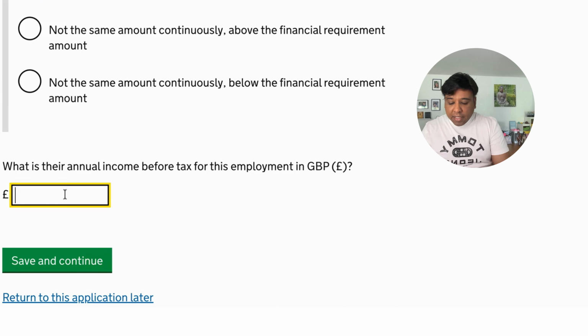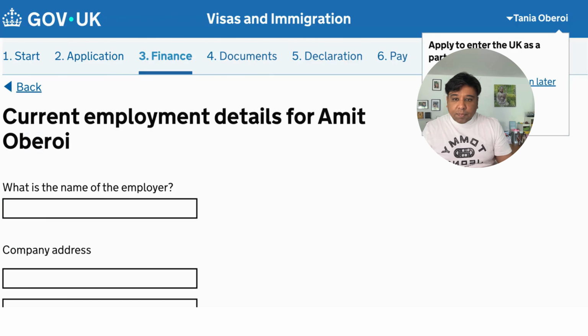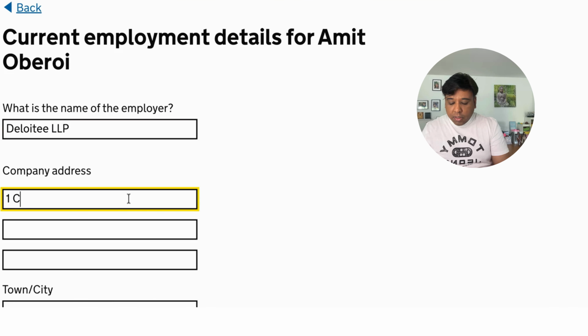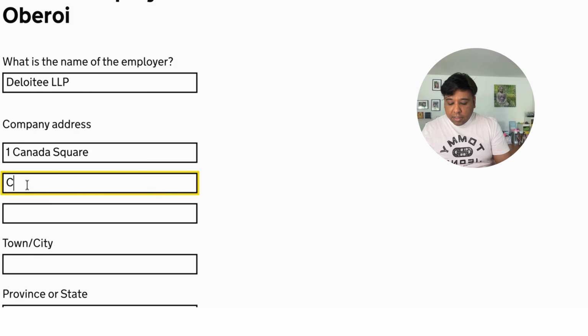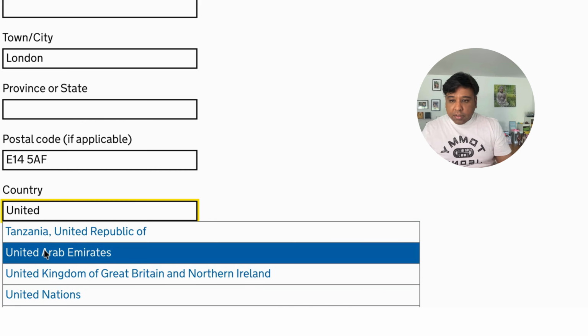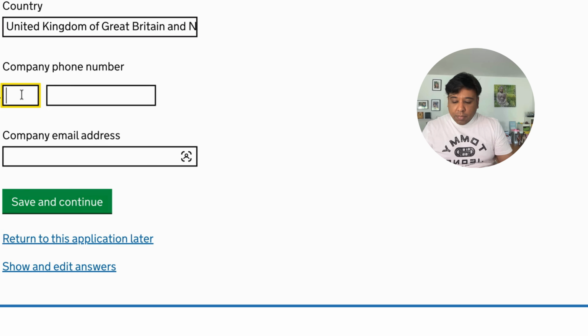So I say his salary is, say, 65,000 pounds per year, for example. Employer, so I will say Deloitte LLP, 1 Canada Square, and I write Canary Wharf, London. You write the postcode. So it's better to check the employment contract and the details, and you select the details. So you say this one, find the number, say 207.